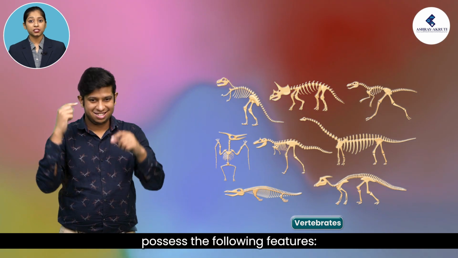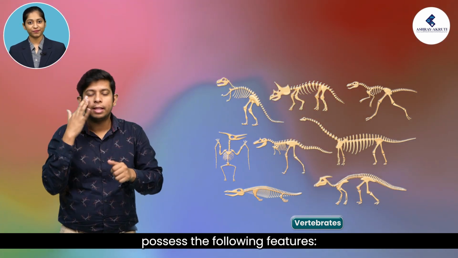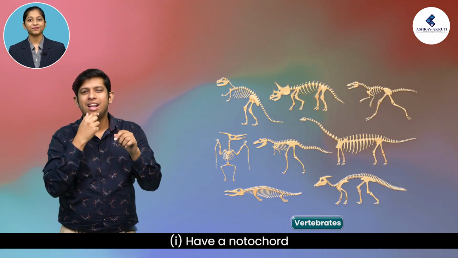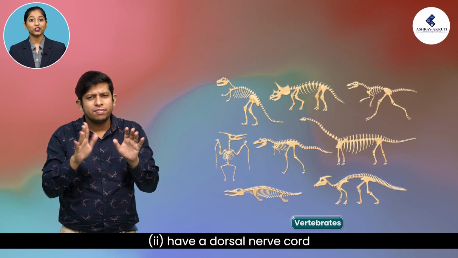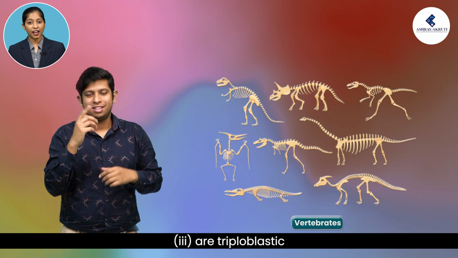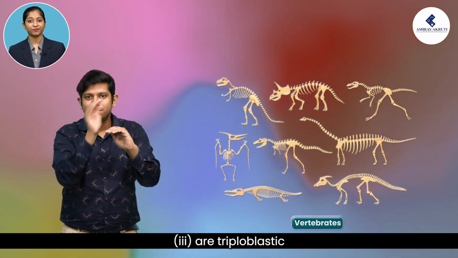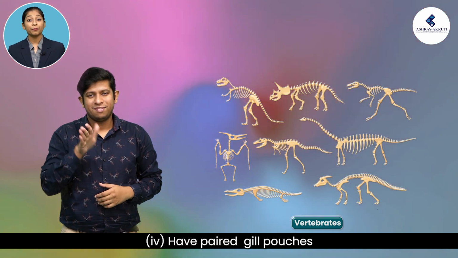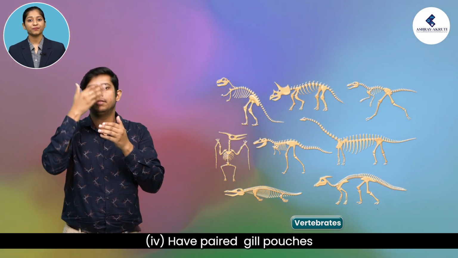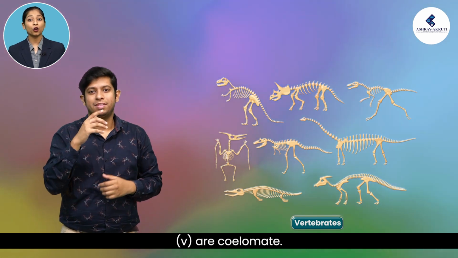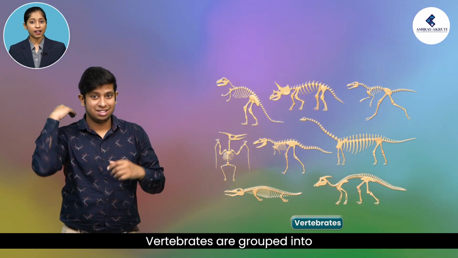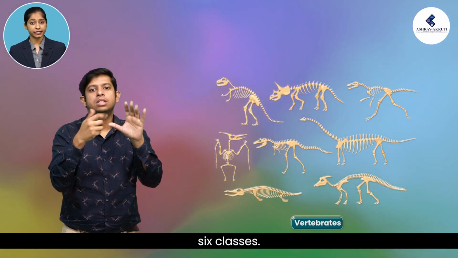All chordates possess the following features. Have a notochord. Have a dorsal nerve cord. Are triploblastic. Have paired gill pouches. Are coelomate. Vertebrates are grouped into 6 classes.